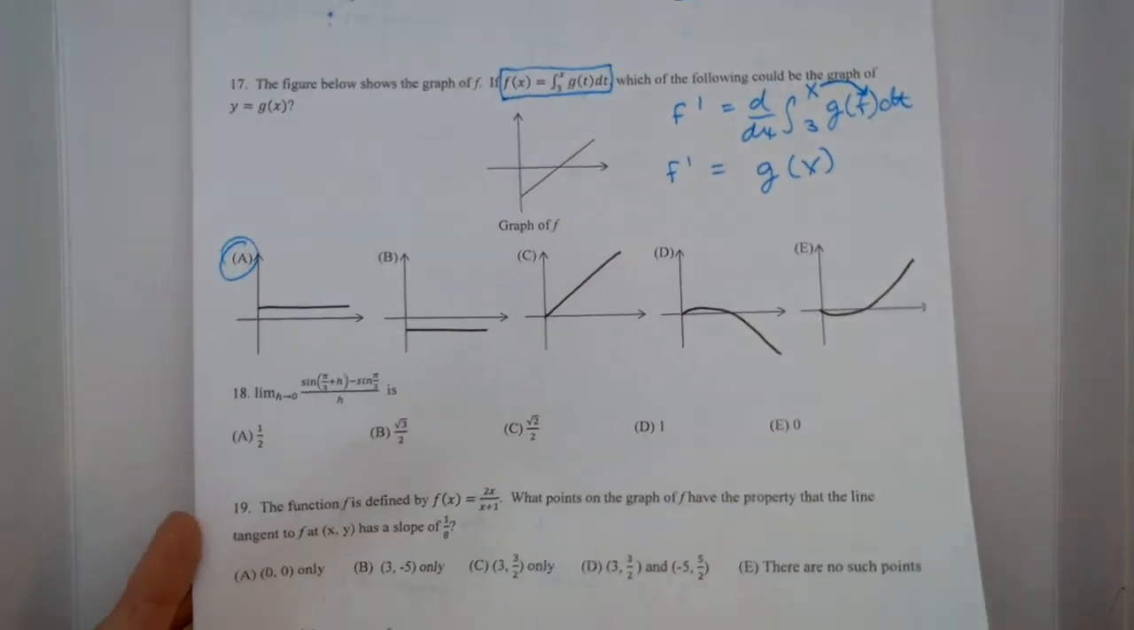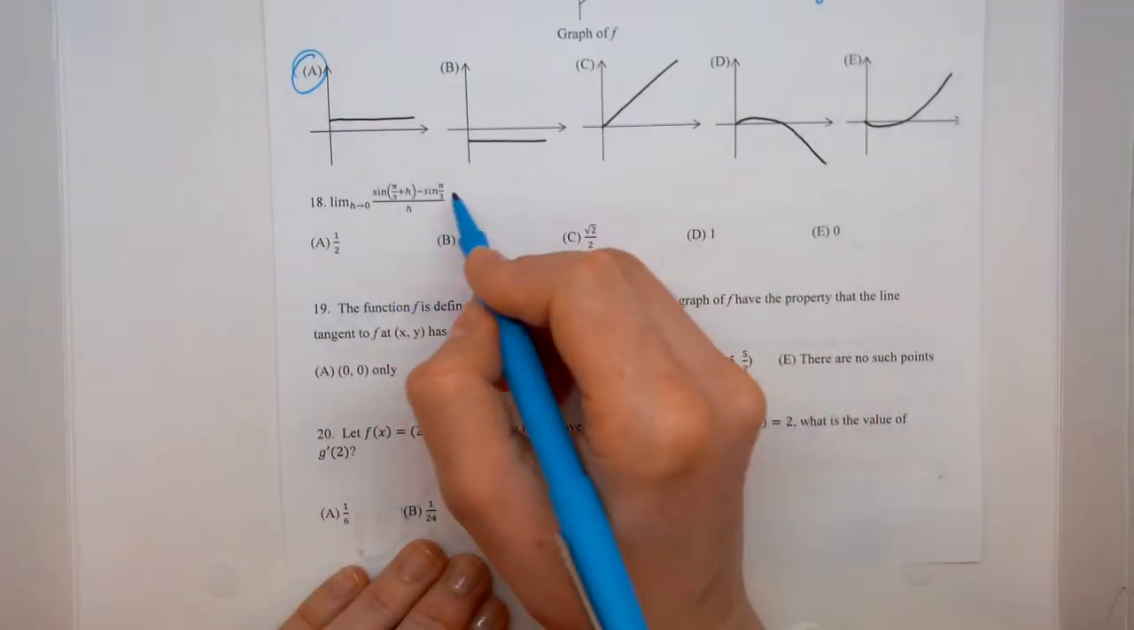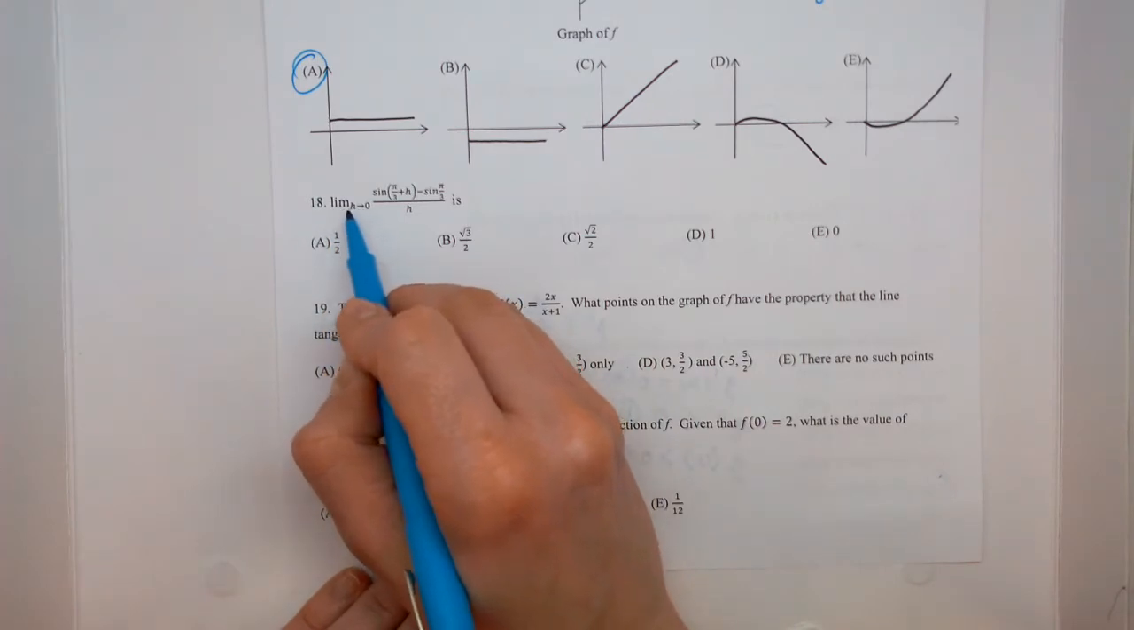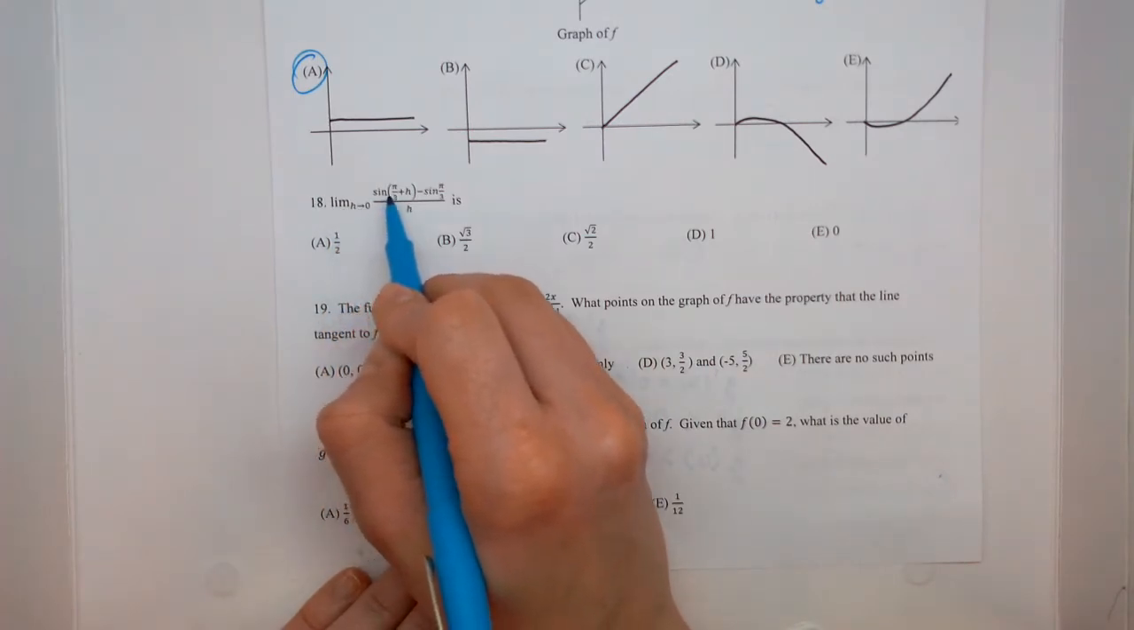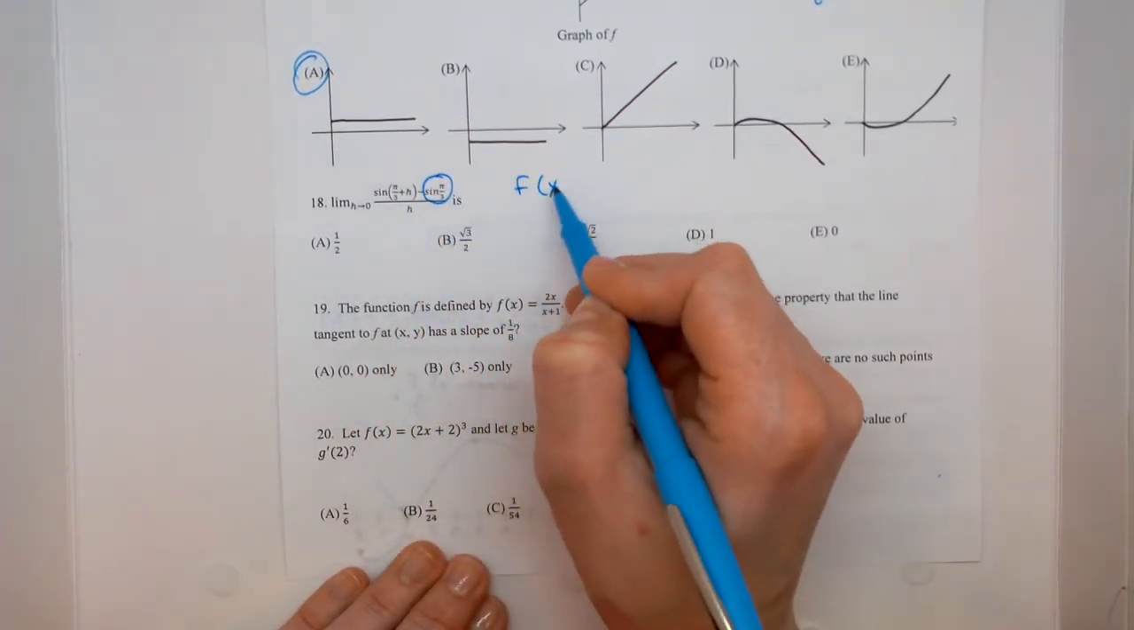Okay, let's look at number 18. This is the formal definition of derivative. So you have the limit as h approaches 0 of f of x plus h minus f of x. So this is f of x.